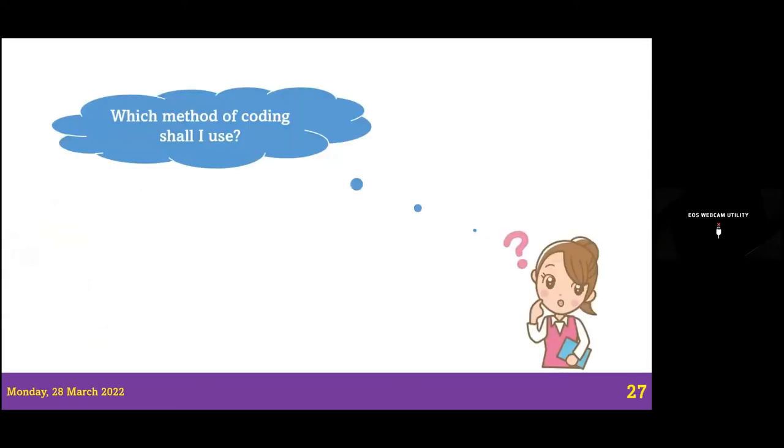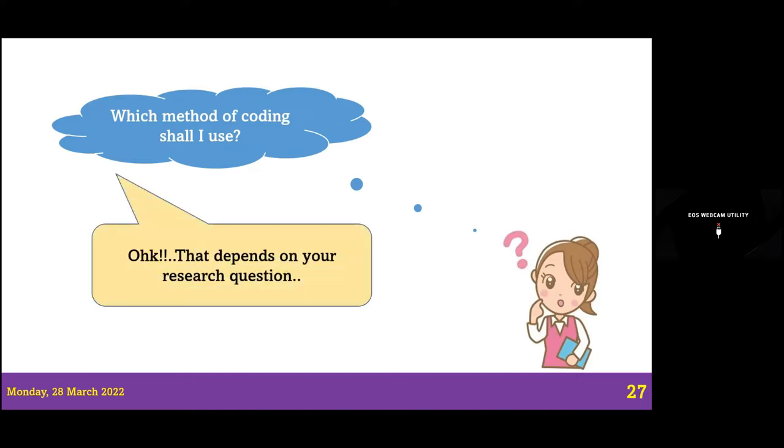So a very important question arises: which method of coding shall I use? I have not yet talked about the various methods of coding, but with this question there is one certainty, that there is more than one method of coding. Which method you should use depends on your research question.